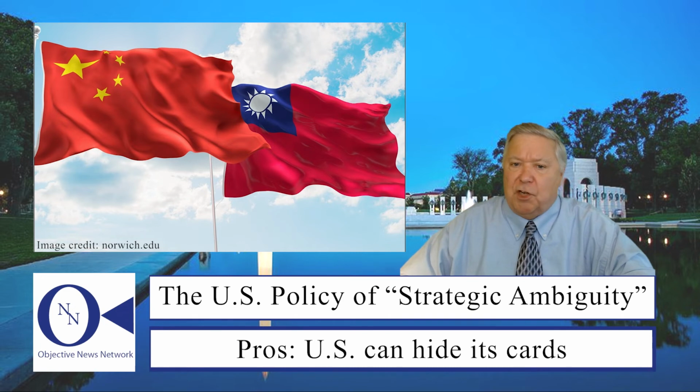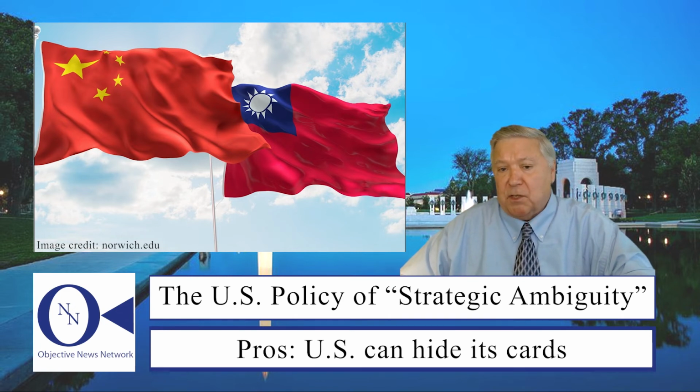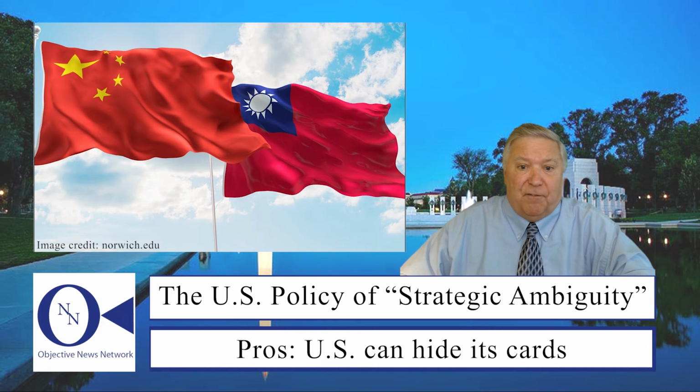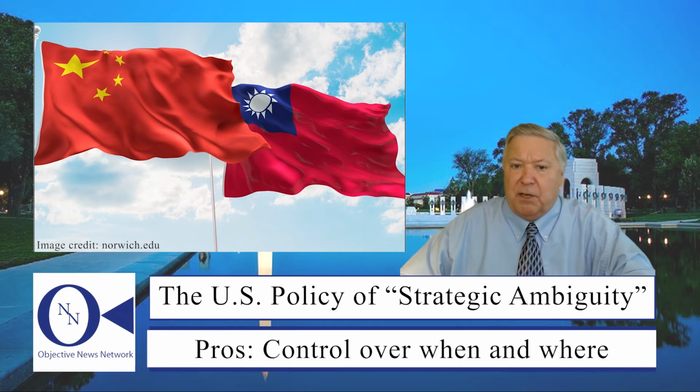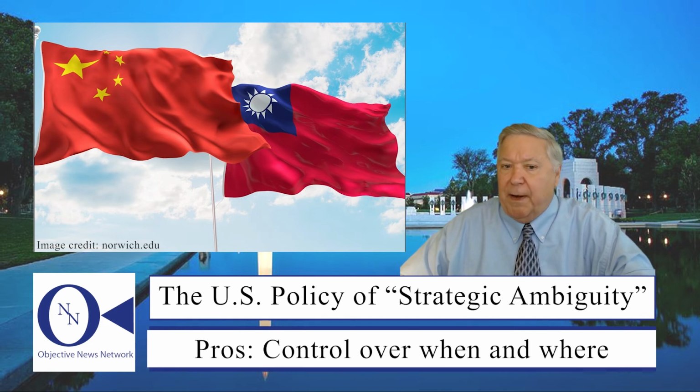Second, strategic ambiguity allows the United States to hide its cards in the various scenarios that may arise in the cross-strait relationship. Beijing will think twice about harming Taiwan because it doesn't know for certain how the United States will respond and to what degree. Third, by pledging a binding security commitment, Washington cannot guarantee full control over when and where its military will engage with China.